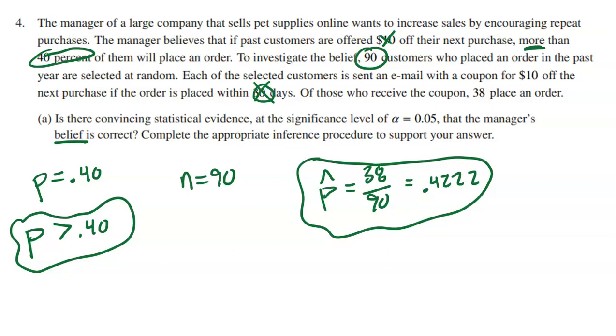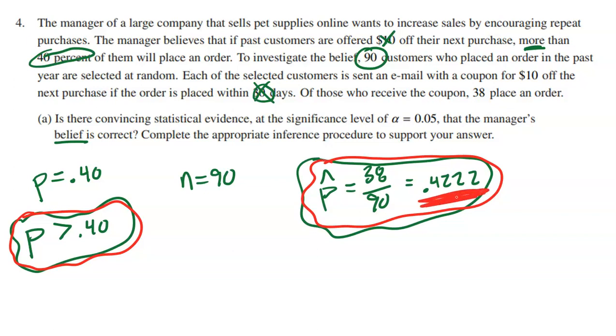All right, so at the end of the day, it's actually quite simple. He is hoping that the true proportion is 40%. His sample was 42%. Now, let's be honest, 42% is more than 40%, but is it significantly more? Is 42% so much higher compared to 40% that we could officially claim that his belief is correct, that offering this coupon will get more than 40% of customers to buy something else, to place a new order? That's the crux of the problem. And that's what they want us to test.